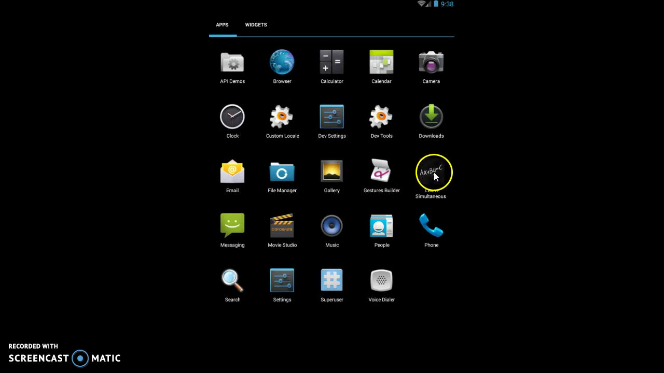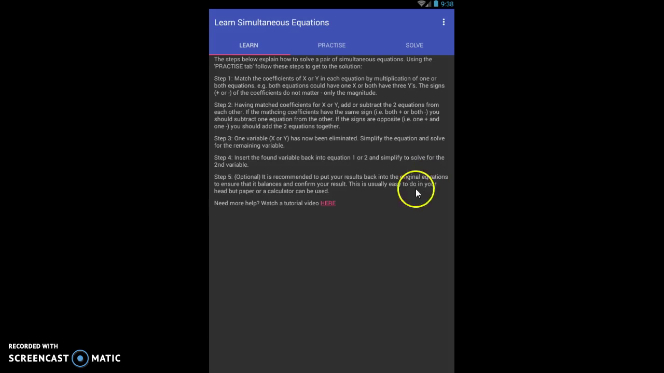First of all, we click on the app and launch it, and we arrive at the Learn tab. We have three tabs across the top: Learn, Practice and Solve. We start off on the Learn tab, and step 1, as you can read here, is match the coefficients of x or y in each equation by multiplication of one or both equations.